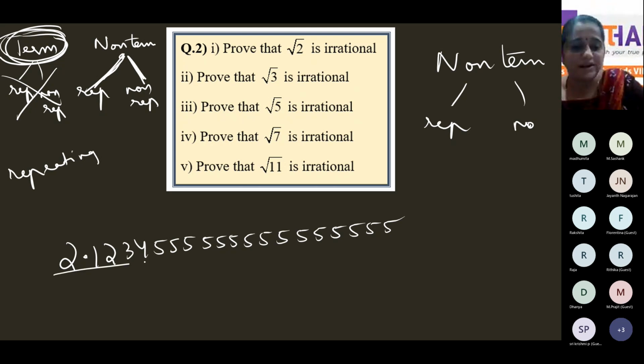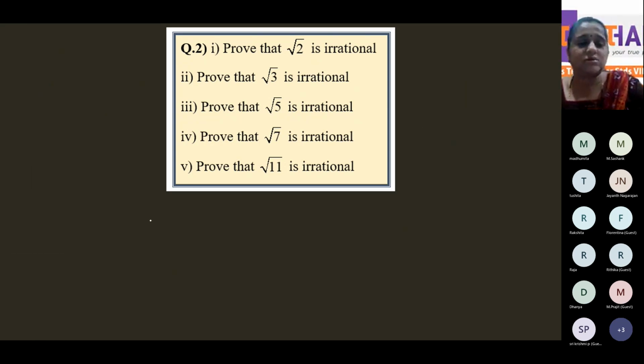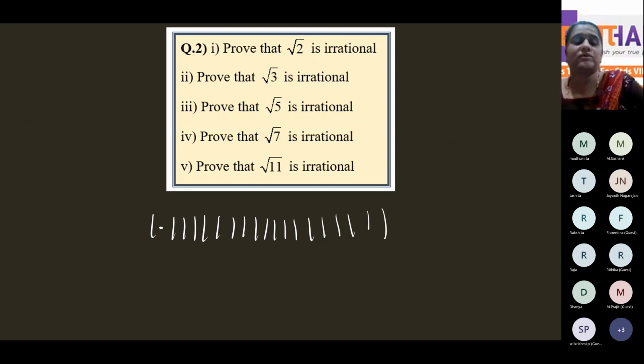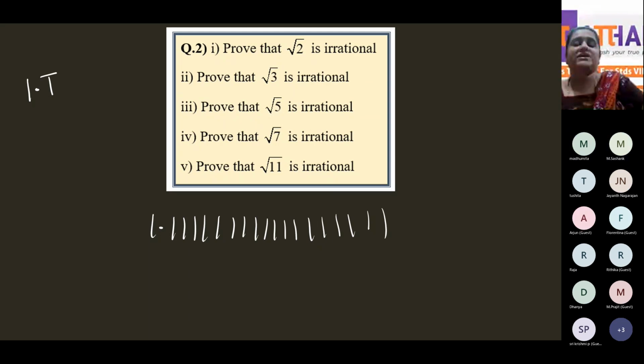So this one is simply a terminating decimal. That's it. What about this? Terminating. What about this one? Non-terminating repeating, or non-terminating recurring.